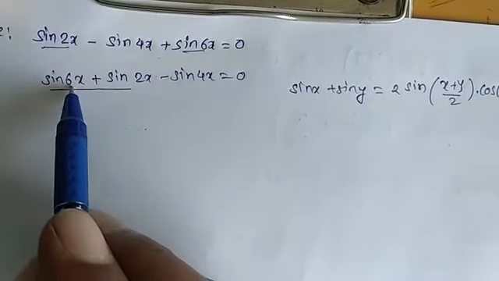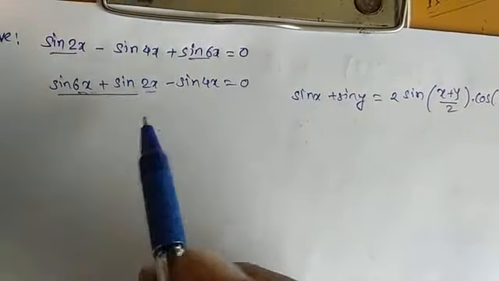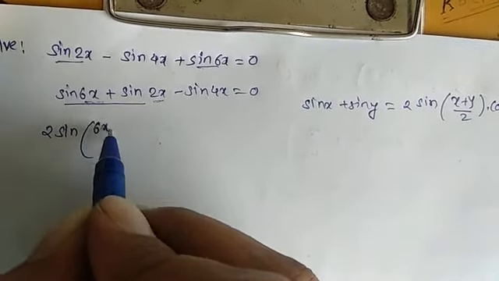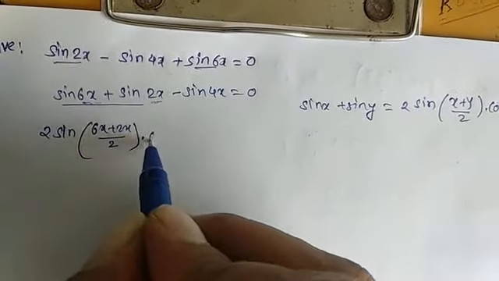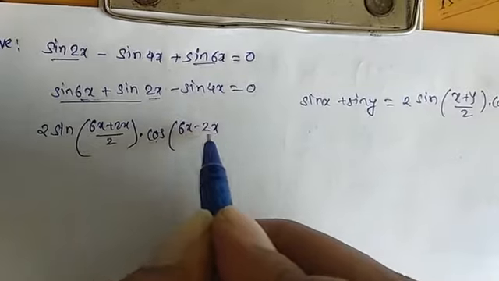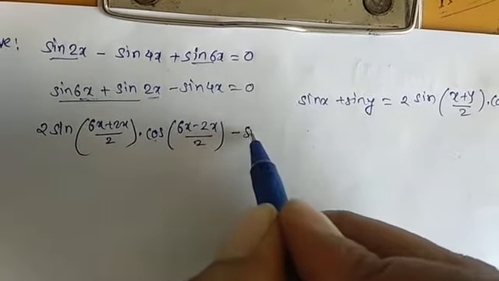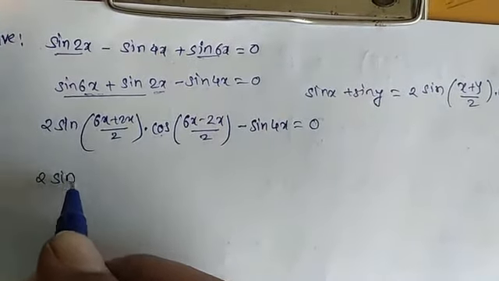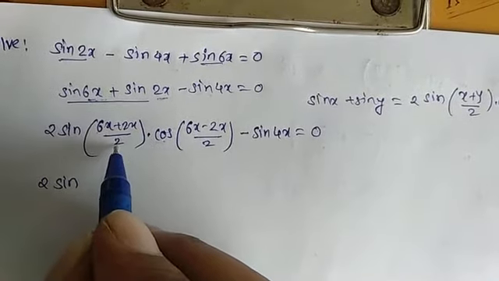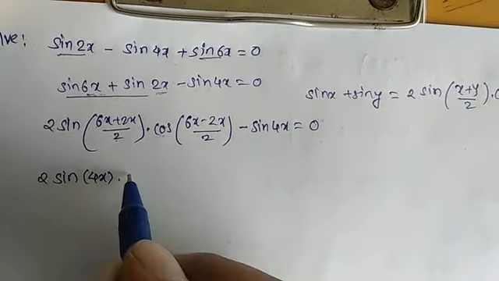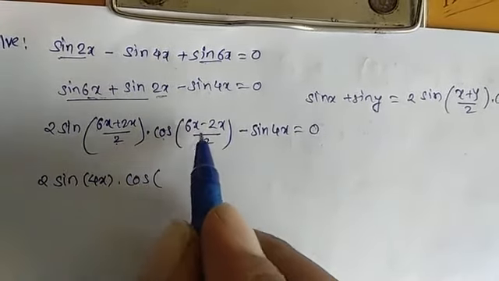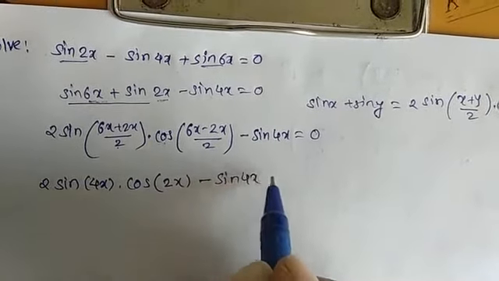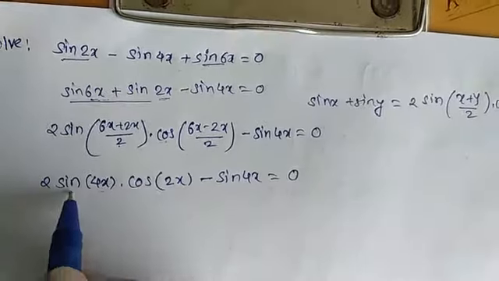Here x is 6x and y is 2x, so it can be written as twice sin of (6x plus 2x) upon 2 into cos of (6x minus 2x) upon 2, and this term as it is, minus sin 4x is equal to 0. So it gives us twice sin of 8x divided by 2, which is 4x, into cos of 4x divided by 2, which is 2x, minus sin 4x is equal to 0. Now here sin 4x can be taken as a common term.